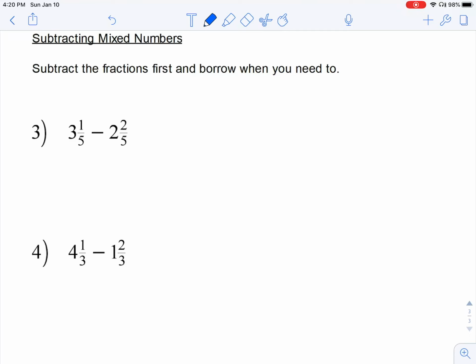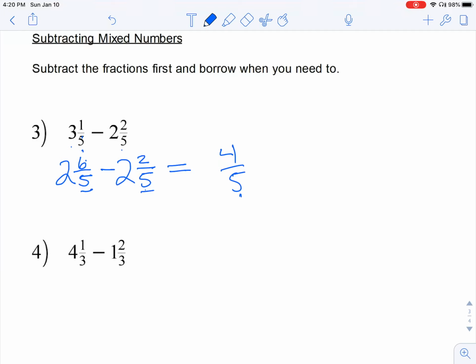Read it with me, this one, number 3. 3 and 1/5 minus 2 and 2/5. Fractions first. 1/5 minus 2/5. Can't do it, so I need to borrow. I'll make this a 2 and 6/5. Those are the same. So I didn't change, even though I changed the way it looked, I didn't actually change the problem. Now fractions first. 6/5 minus 2/5. 4/5, and 2 minus 2 is nothing. So that's just a difference of 4/5, which makes sense too, actually.